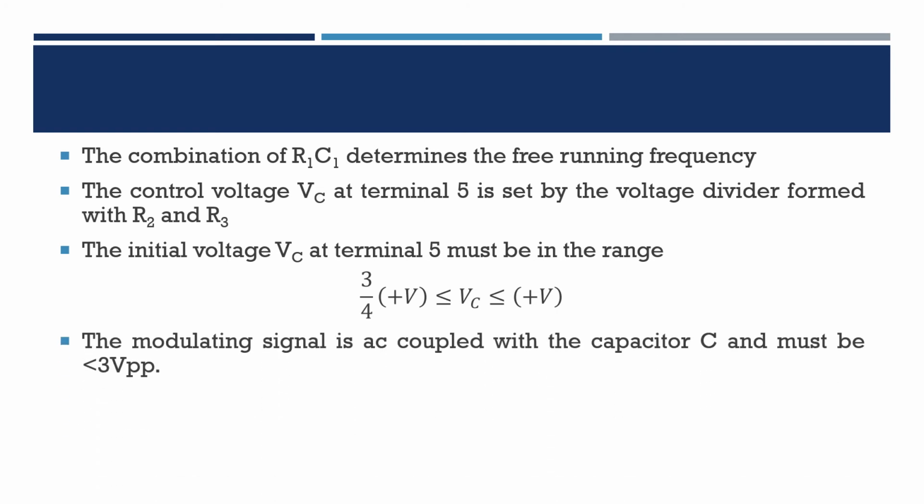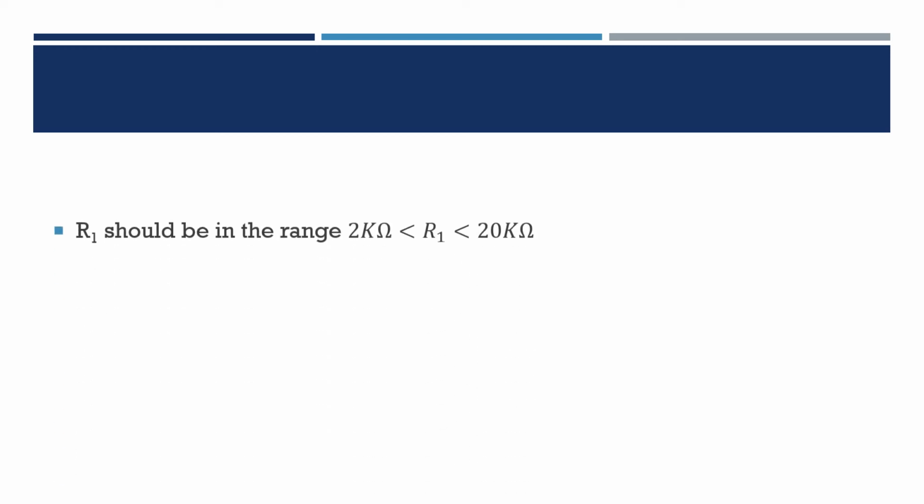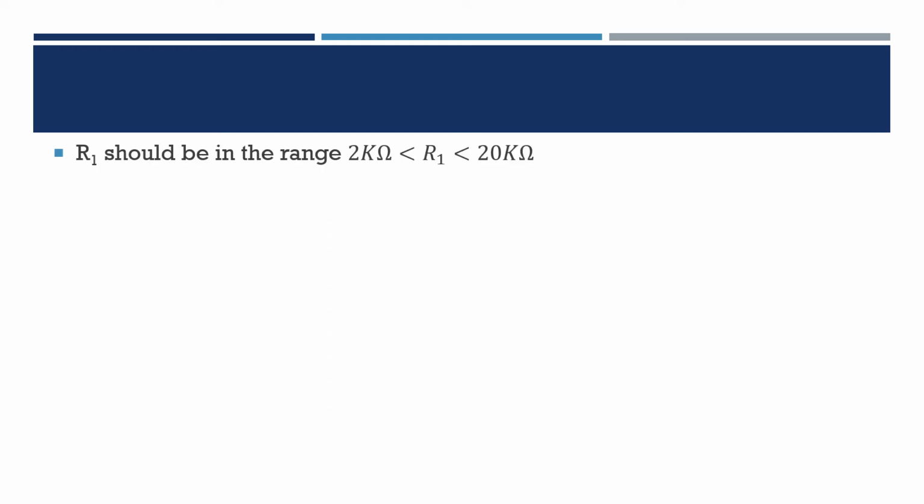The modulating signal is AC coupled with a capacitor C and must be less than 3 times the peak to peak value. The frequency of the output waveform is approximated as f0 ≈ 2(+V − VC)/(R1 C1 (+V)), where R1 should lie between 2 kilo ohm and 20 kilo ohm. If this is satisfied, then the frequency can be obtained in that particular range.